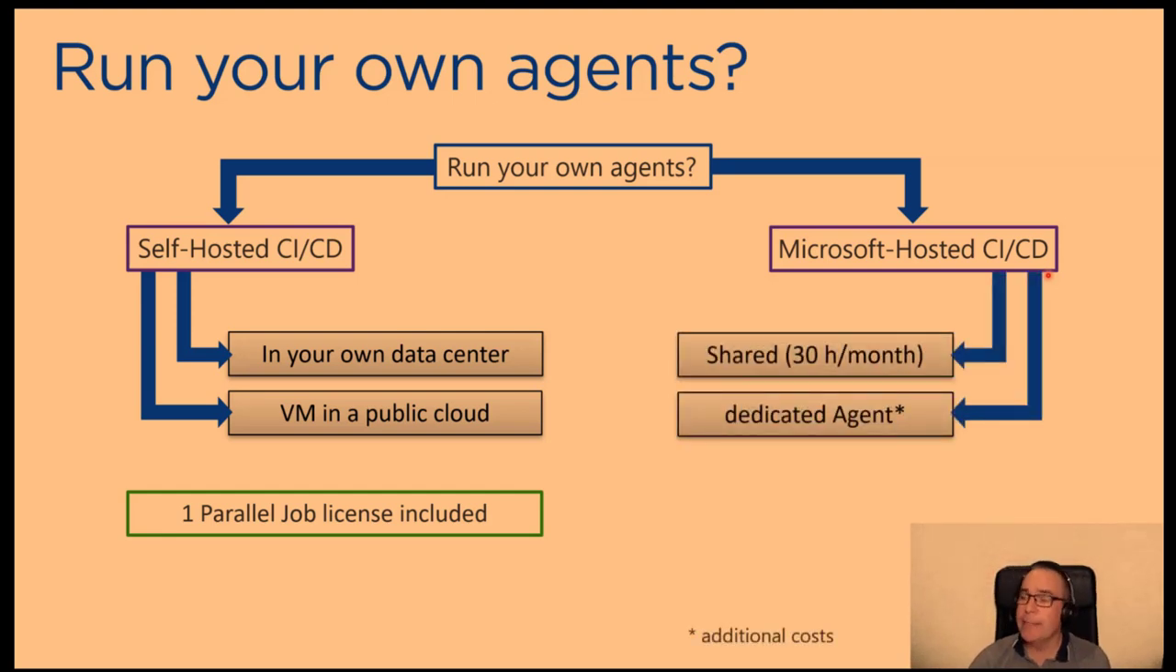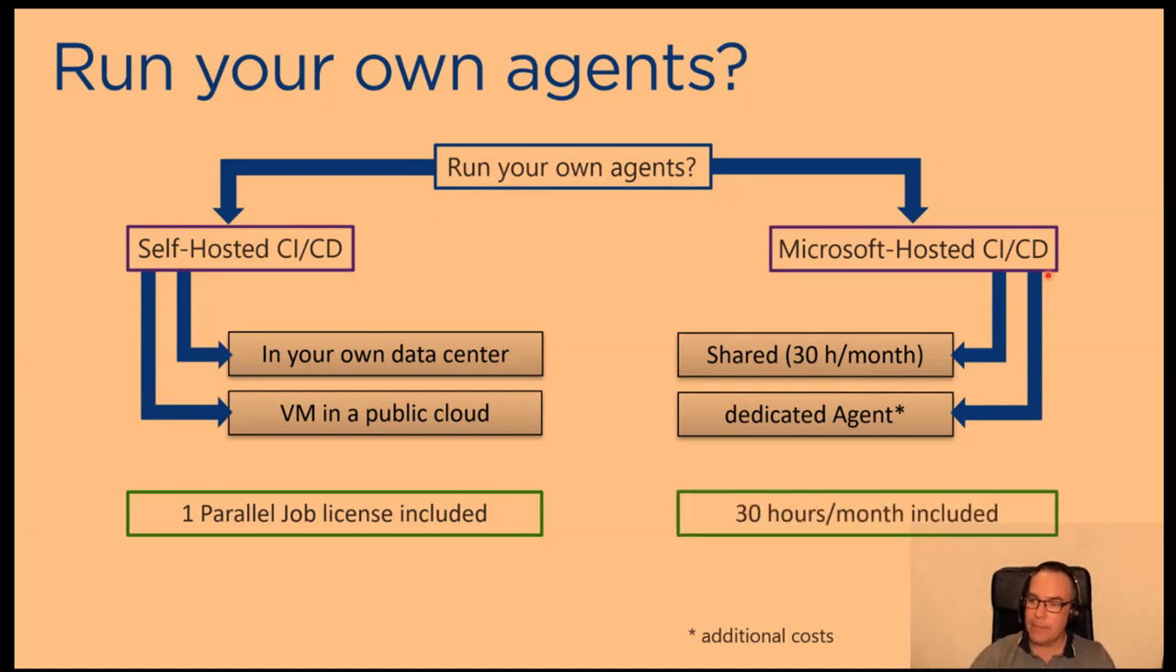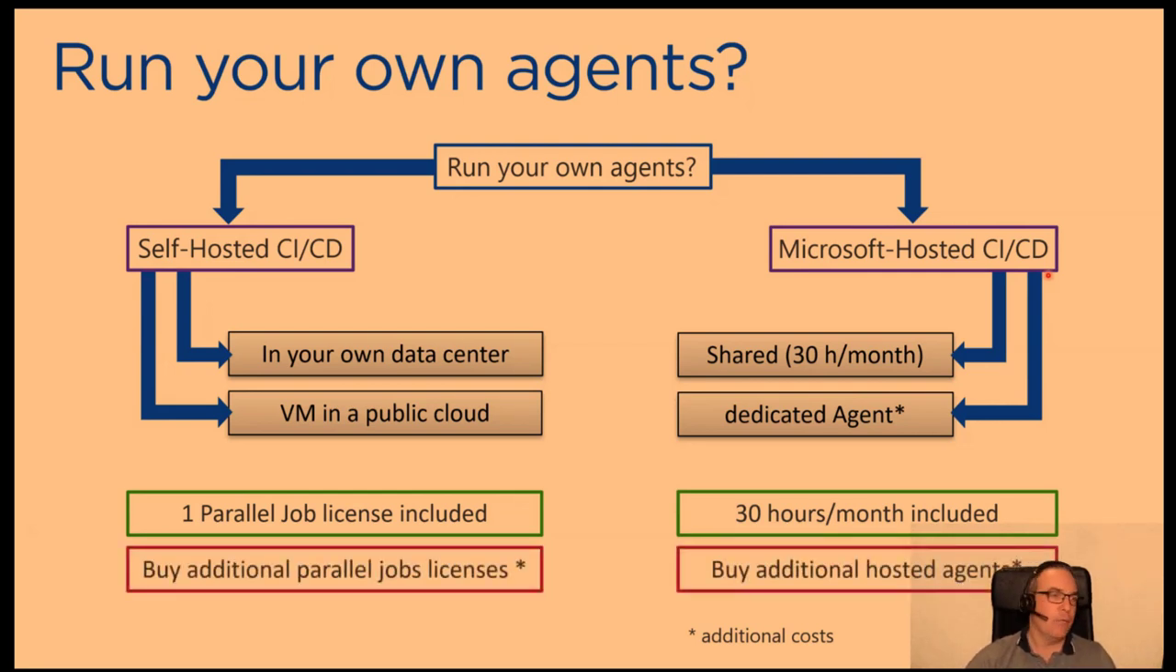On the hosted side, you basically have 30 hours of agent runtime per month for free. And you could also have dedicated agents. So you could also have your own VM set in Azure, which is then managed by Azure DevOps if you want to have your own VMs, dedicated agent VMs. So you have those 30 hours per month included, and for sure, whatever you need, you can just buy more license or buy more additional hosted agent.